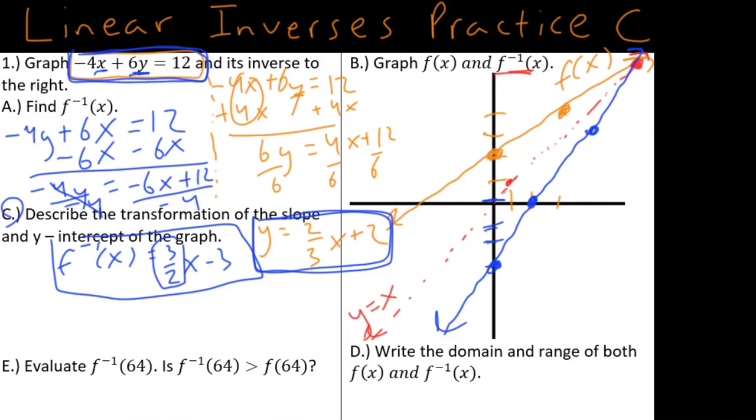Now, letter C is very simple. It says describe the transformation of the slope and the y-intercept. We would just say here that from the orange to the blue, we can see that our y-intercept decreased.